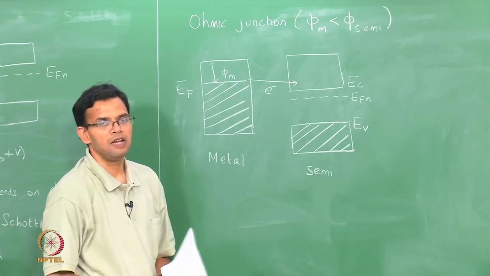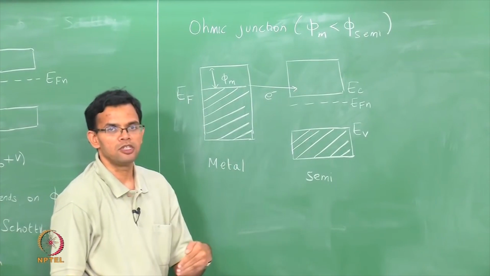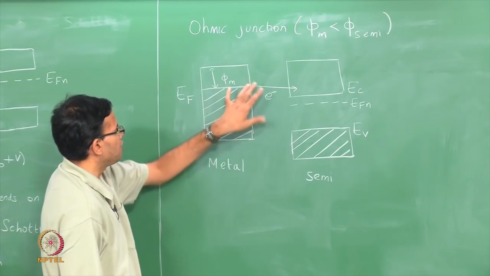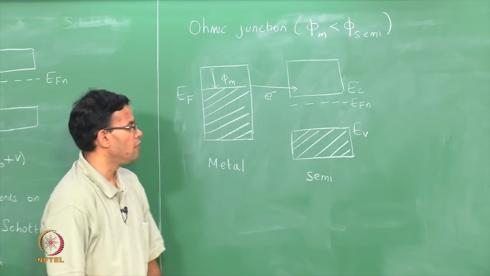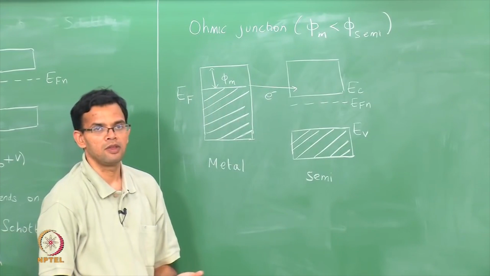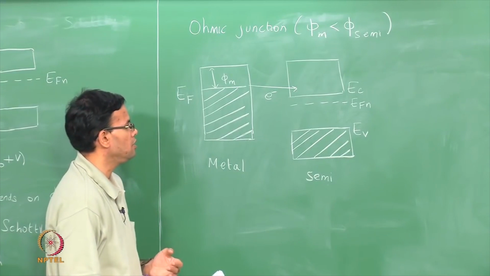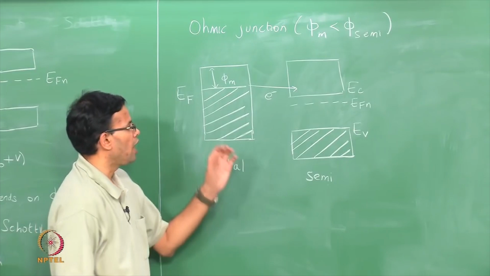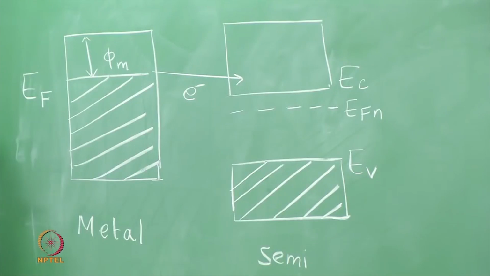So, an electric field will again be set up and the field will be in the direction opposite to that of a Schottky junction. So, because you have electrons going from the metal to the semiconductor, you will have an accumulation region. Remember, in the case of Schottky junction we had a depletion region where electrons moved away from the semiconductor. Now, you have electrons moving in, so that you have an accumulation region.